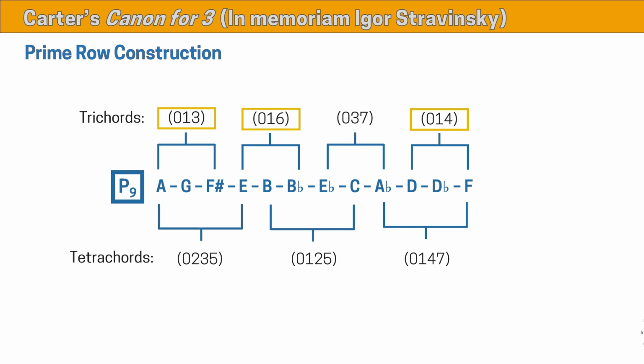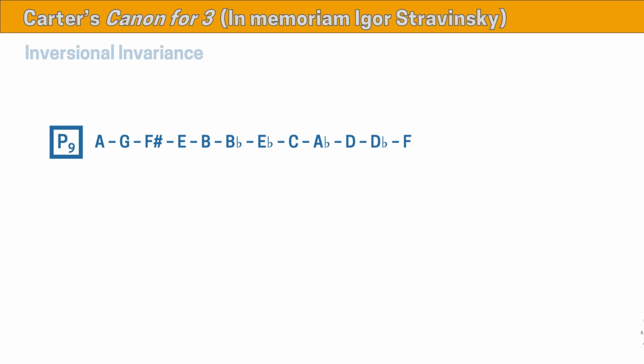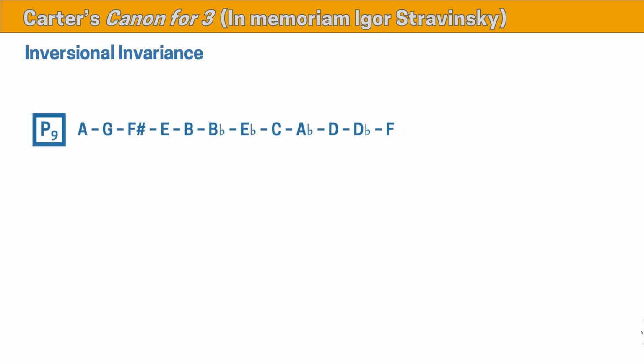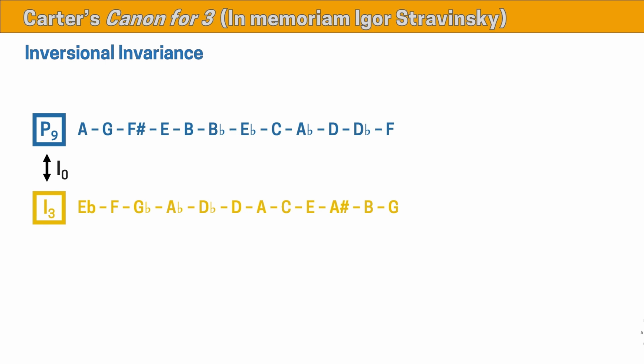Carter's piece is an inversion canon, meaning that the second voice imitates the first in inversion. Carter chooses to invert the 12-tone subject over the pitch C5, generating the row I3. Looking at these 2 rows, we can notice that 2 pairs of semitones are preserved, or are invariant, under inversion.